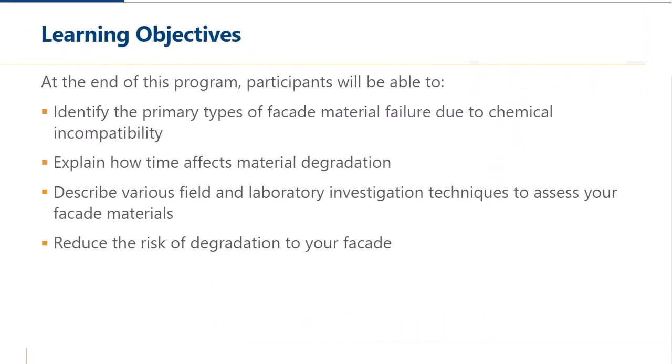First, there are several learning objectives that we hope you'll get from this program. First of all, to identify primary types of facade material failure due to chemical incompatibility, explain how time affects material degradation, and understand some various field and laboratory techniques that might be useful, and how to reduce the risk of degradation to your facade.